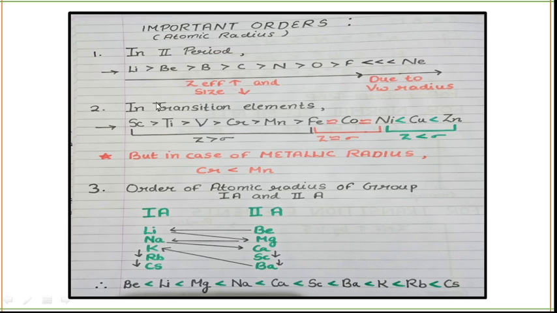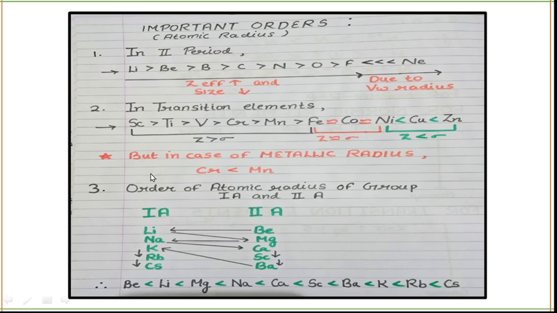So in the next point, in the case of transition elements, size decreases up to iron because the value of Z is always greater than the sigma. The value of nuclear charge comes out to be greater than the screening constant. But in the case of iron and nickel, the value of Z comes out to be similar to the sigma. And in the case of nickel and zinc, the value of Z is always less than the sigma. Therefore, zinc has the maximum size. You have to learn this order. This is a very important order.